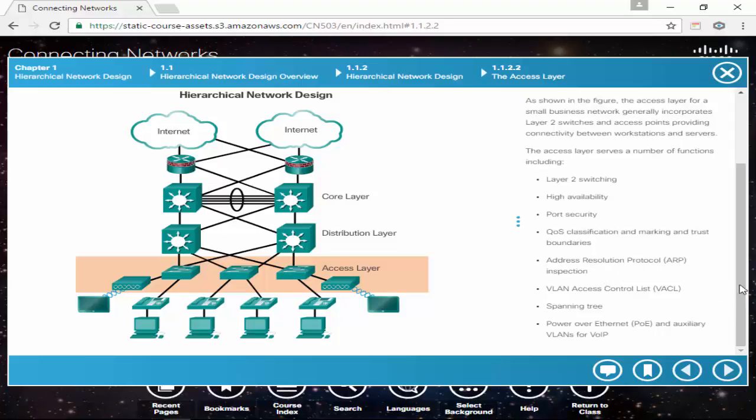Address Resolution Protocol, well, ARP's going to hit there because this is where our VLANs are, right? So ARP's going to be in between each VLAN. We have VLAN access control lists, and we have spanning tree running because it's layer 2, so we have to stop the layer 2 loops. And we have PoE and auxiliary VLANs for VoIP, okay? And notice all of our end devices are connecting there.